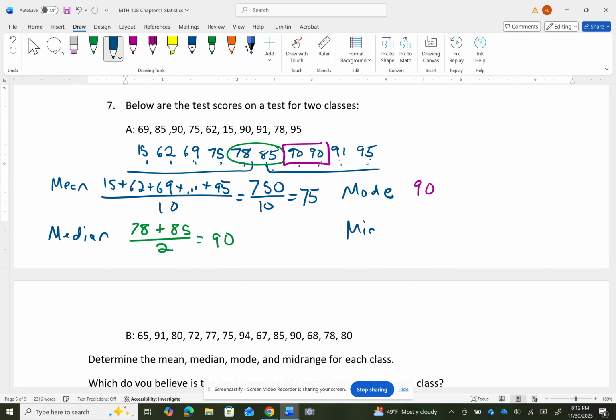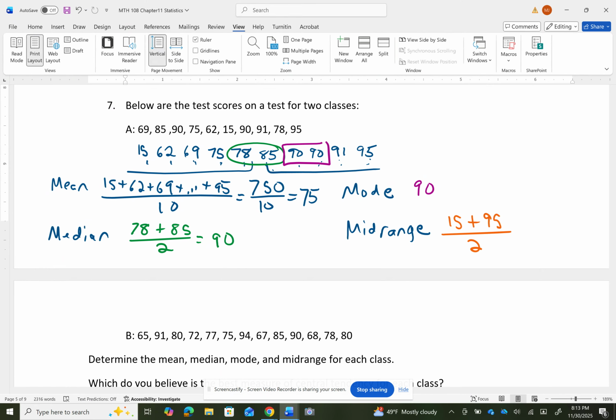What you would do for the mid-range is you would take the lowest and add to that the highest and then divide that by 2. So for the mid-range, I would take the 15 and the 95 and add that up. That'd be 110, right? 110 divided by 2, and that would be 55. So any one of these could have been thought of as in some way representative of the data set. We'll talk about why you might use one over another one later.